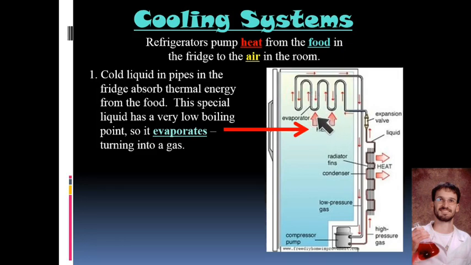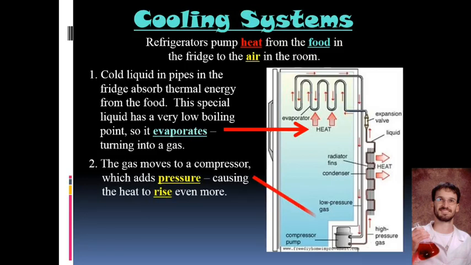So the heat in your food, the heat in your gallon of milk or the heat in your bag of peas that you put in the freezer, the amount of latent heat inside that is enough to make this liquid boil. And it boils in a step called the evaporator, because that's what you call it when something goes from a liquid to a gas. And so the heat from your food evaporates the liquid into a gas, and then that gas moves down to a step down here to something called a compressor.